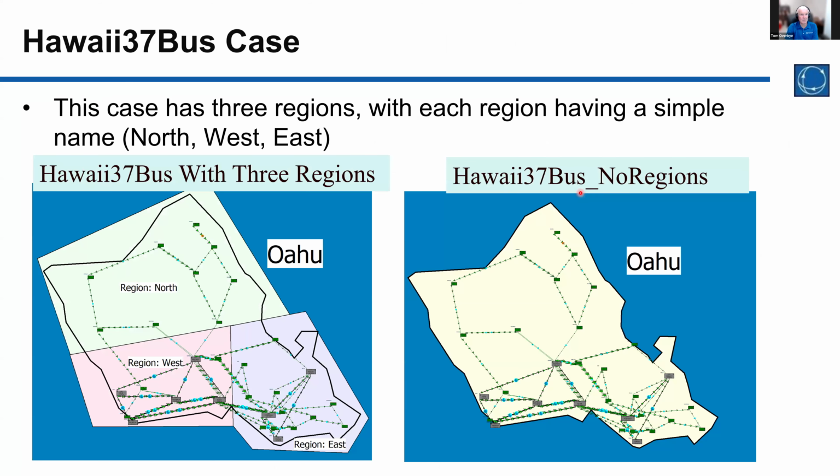Okay, so this is the 37 bus case, covers the island of Oahu, which is in Hawaii. It's where Honolulu is at. And in the right slide, I've got the case with no regions in it. And in the left image, I've got the case where I just kind of hand drew three different geographic regions. I labeled one region north, I labeled one region west, and one region east. They're very simple regions, just a couple boundary points each. Maybe, for whatever reason, I wanted to have a grouping of this case geographically.